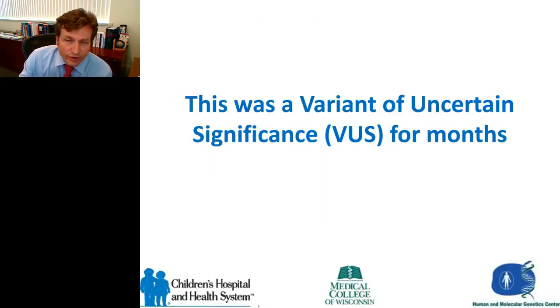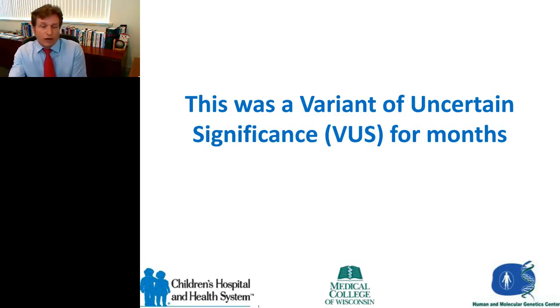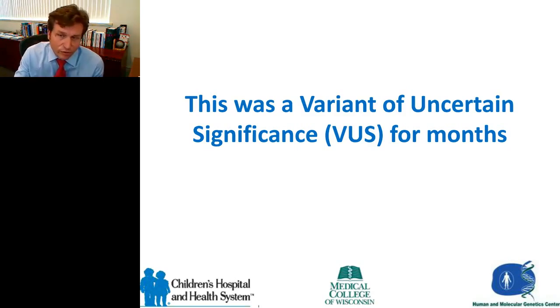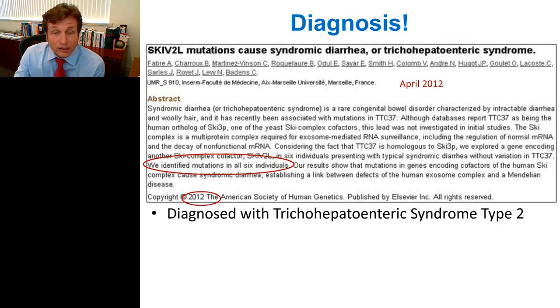So this was a variant of uncertain significance for months. It was the top of our list, but it just sat there. It was categorized as a variant of uncertain significance, not put out there as likely pathogenic, and we had no other case. Then, months later, a paper came out, which we were very happy about, from a group that had looked at 6 different individuals. And indeed, it is a variant that is actually causing this, and they proved that.